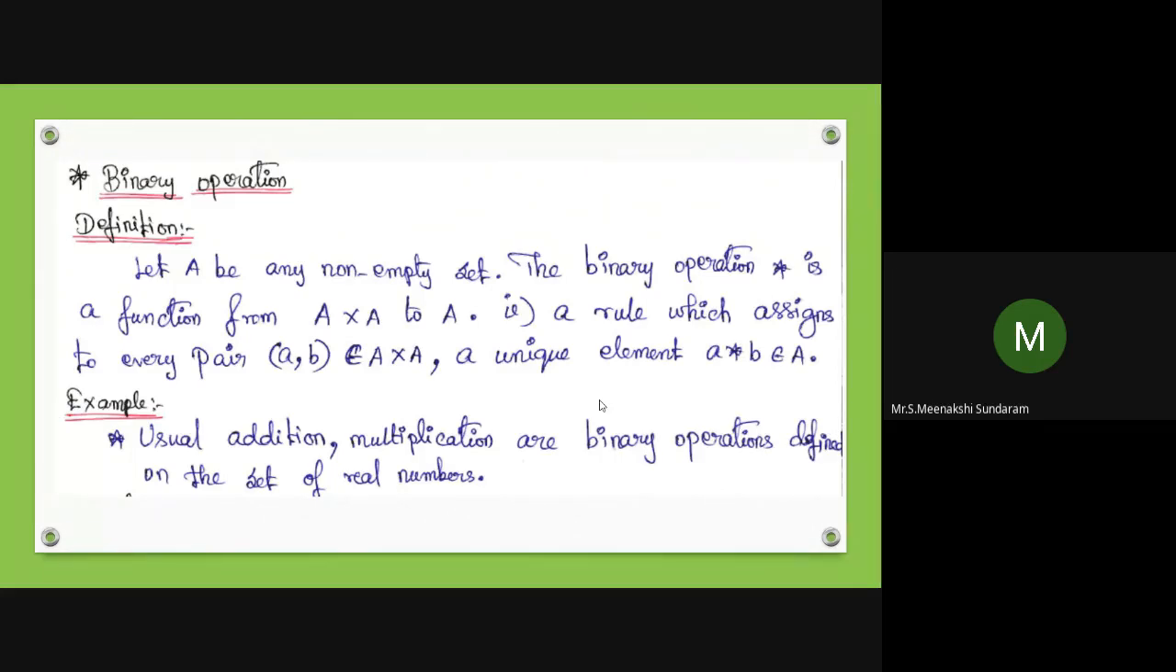There are two sets A and B. Suppose A has 5 elements and B has 2 elements. How many possibilities? 5 into 2, 10 elements in A cross B. In general, M elements in A and N elements in B, then MN elements are in the set A cross B. You have studied sets, so in A cross A, if A has N elements, then A cross A has N square elements. So for a non-empty set, the binary operation star is a function.